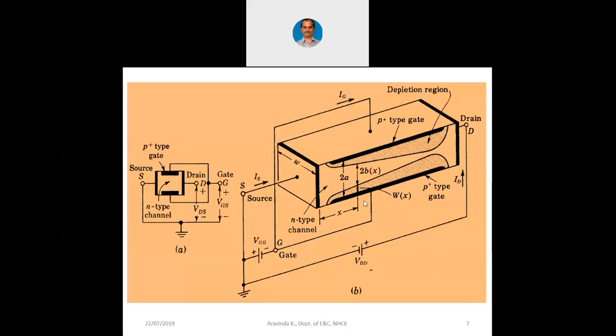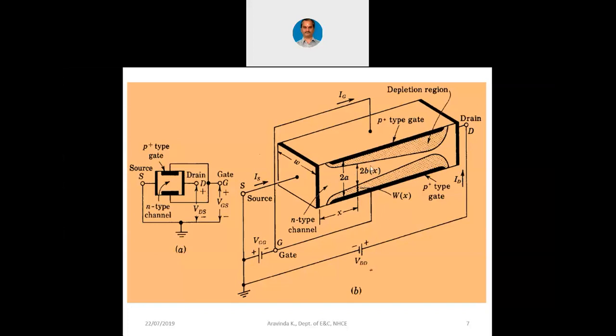Now you can see here the drain is connected to a positive supply and the other end is connected to the source. So naturally, when the battery is negative, the source is going to inject electrons, and the electrons are going to move all the way towards the drain, because this complete region in between is N-type.